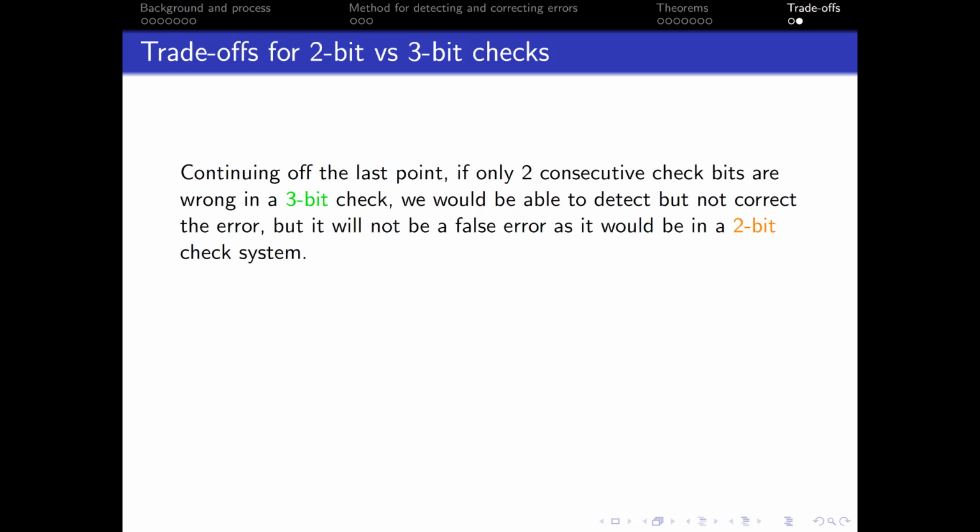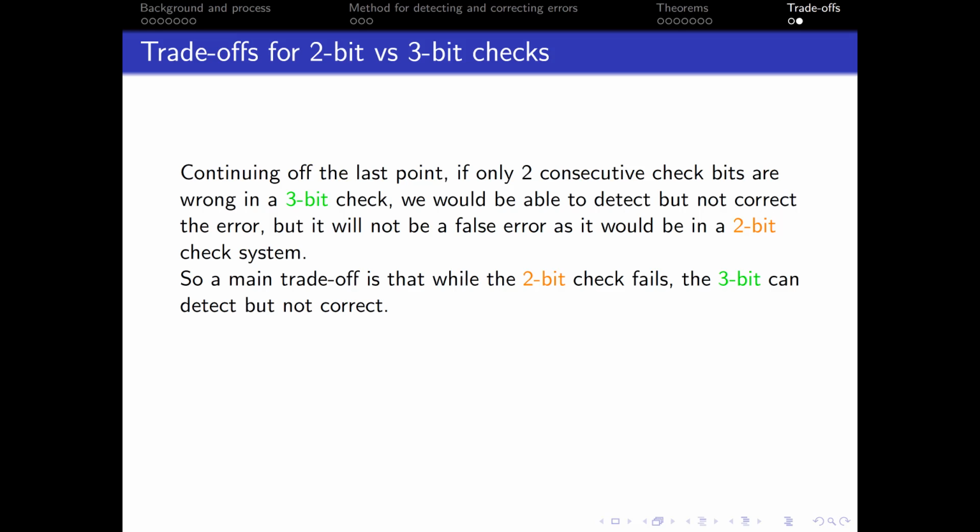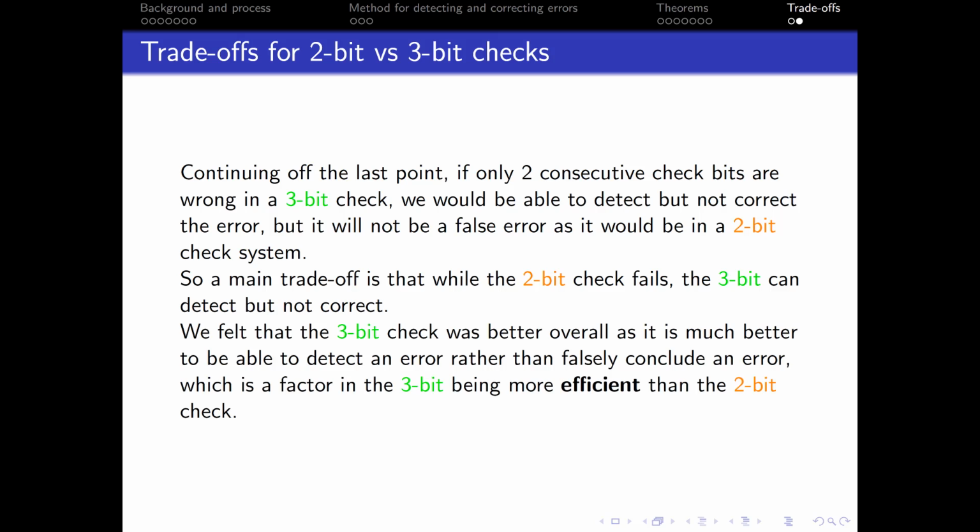So continuing off that, as I said, we would only be able to detect that error, not correct it, in a 3-bit check, but it will not give you the false correction that you would have in a 2-bit, where you think you can correct it, but you are actually causing it to be wrong. So the main trade-off is that the 2-bit check will fail, while the 3-bit check can detect but not correct. So we felt that the 3-bit check was better overall because in this case we would rather detect it and not be able to correct it than to falsely conclude that there was an error there.